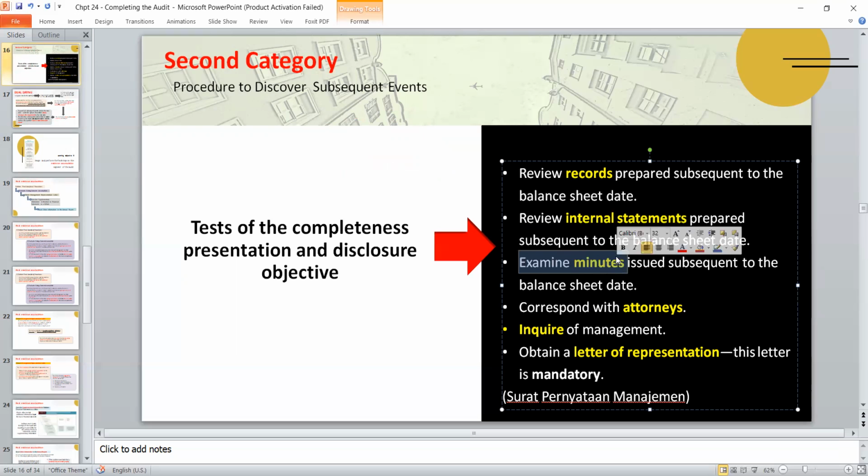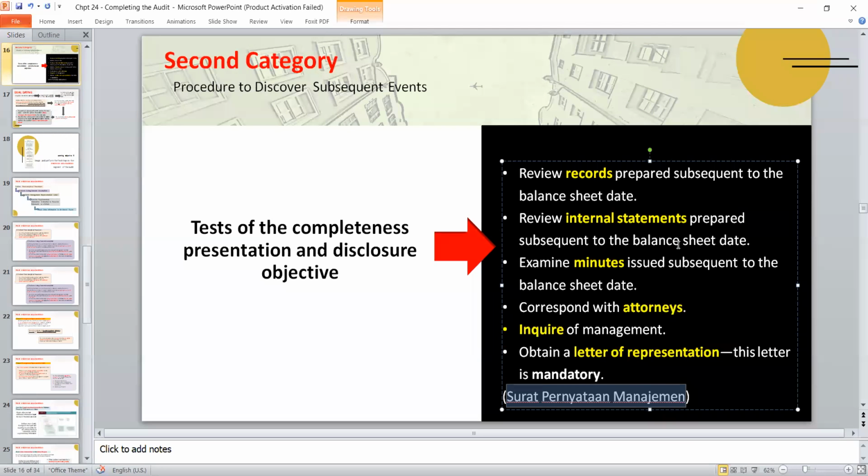Examine the minutes of the RUPS, rapat umum pemegang saham, the notulensi rapat umum pemegang saham. Is there any issue for the subsequent event? Correspond with the attorneys, and inquire of the management, of course. Obtain the letter of representation. This letter is mandatory. In Indonesia, we call it surat pernyataan manajemen.